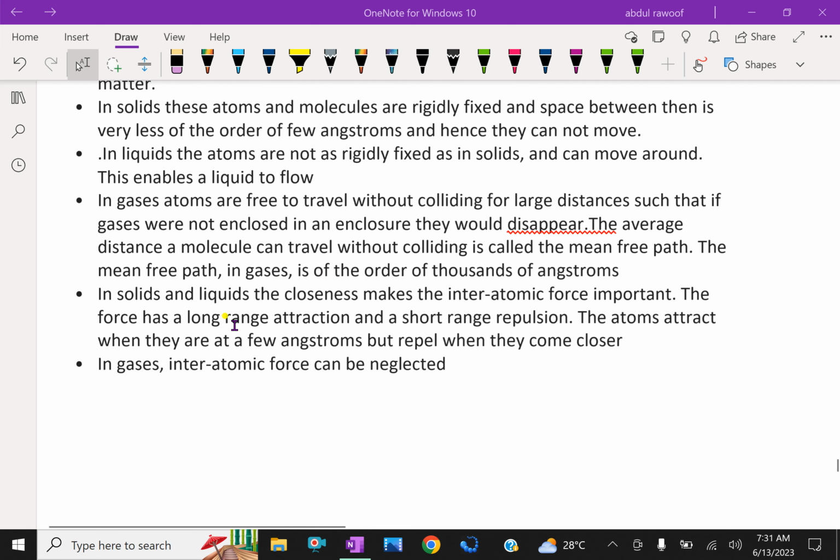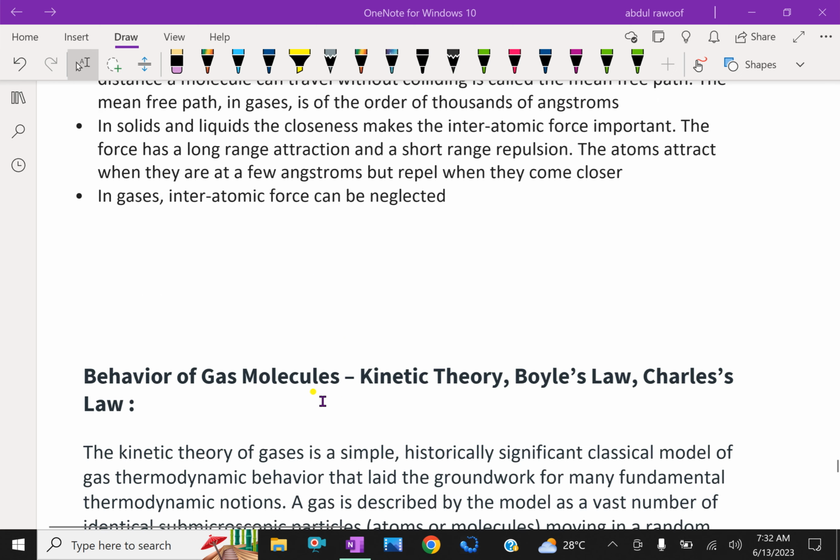In solids and liquids, the closeness makes the interatomic force important. The force has a long-range attraction and a short-range repulsion. The atoms attract when they are at a few angstrom but repel when they come closer. In gases, interatomic forces can be neglected.